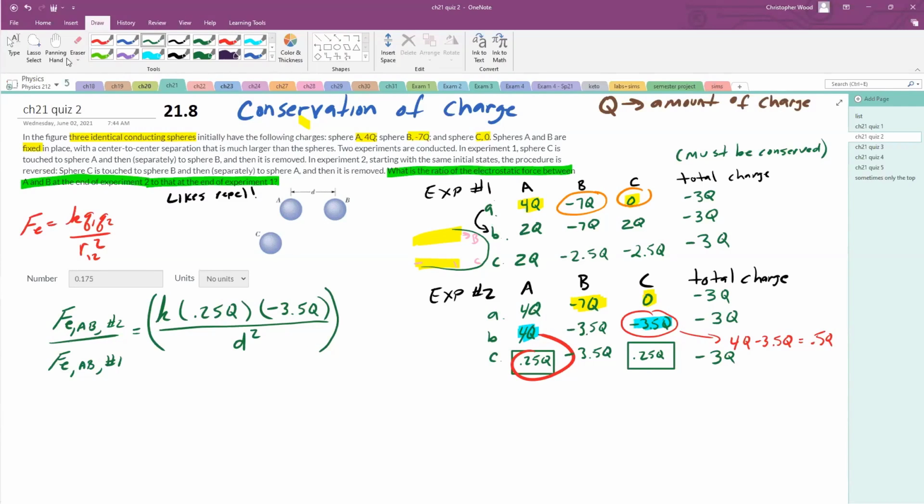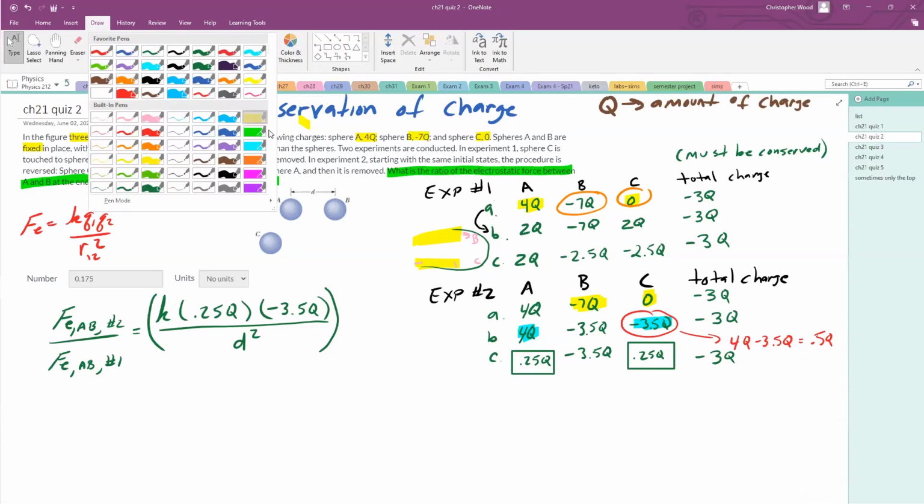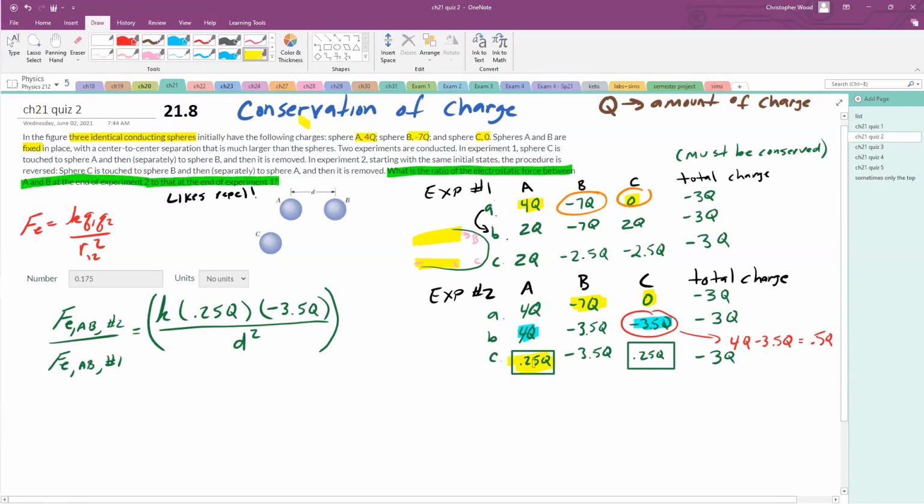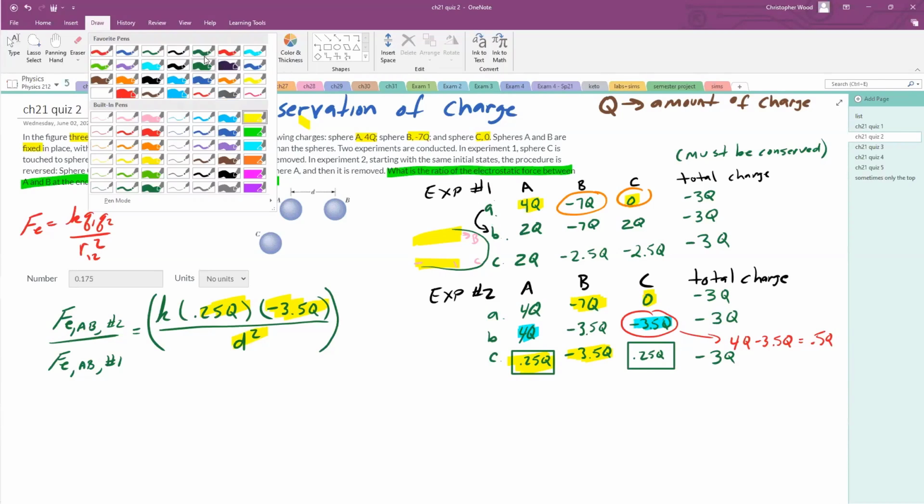That's my numerator, and I just want to sanity check myself. At the end of experiment number 2, this is QA, got it. This is QB, -3.5Q, got it. And the distance between A and B. All right, so I'm satisfied with my numerator. Here's the denominator.